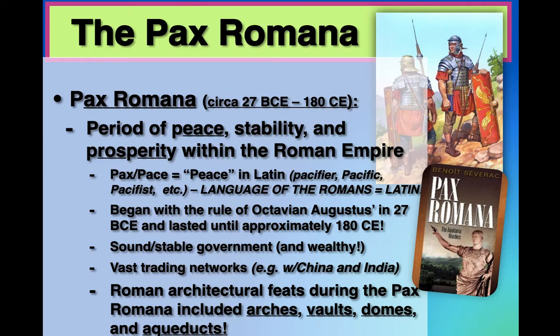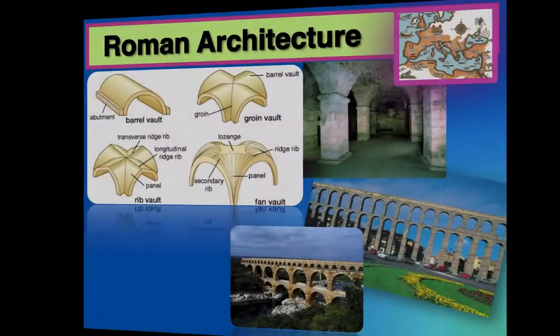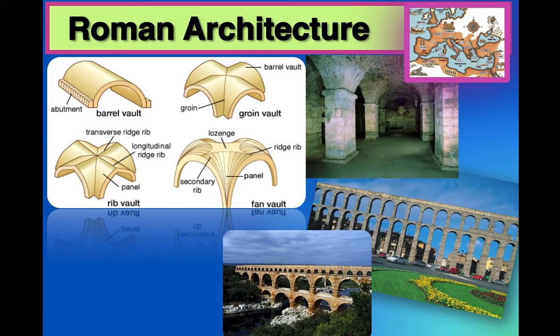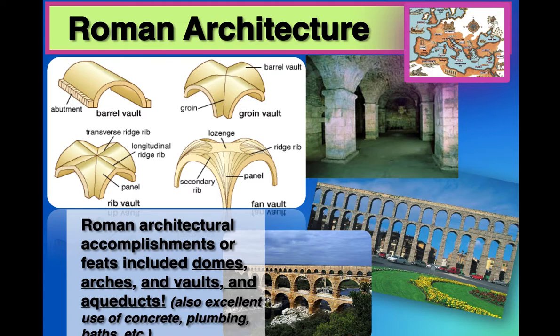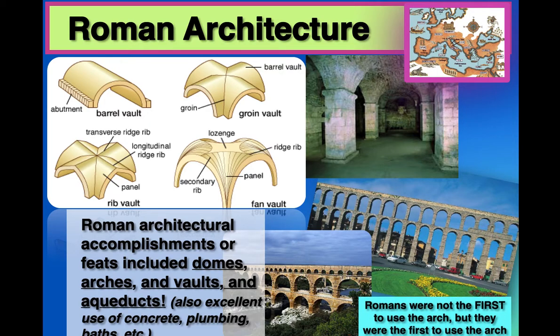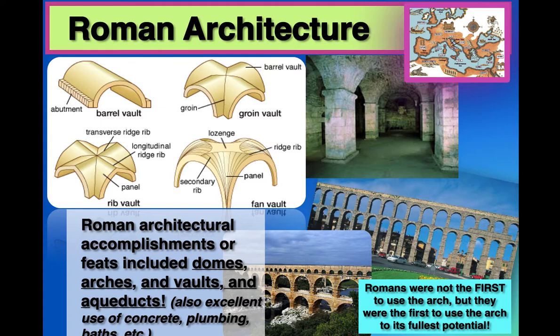Sound, stable government, and wealthy. Vast trading networks with China and India. Roman architectural feats during the Pax Romana include arches, vaults, domes, and aqueducts. Roman architecture, okay? You have a barrel vault, you have a rib vault, you have aqueducts down here, which is huge because you can transport flowing water. Also excellent use of concrete, plumbing, and baths. Romans were not the first to use the arch, but they were the first to use the arch to its fullest potential.